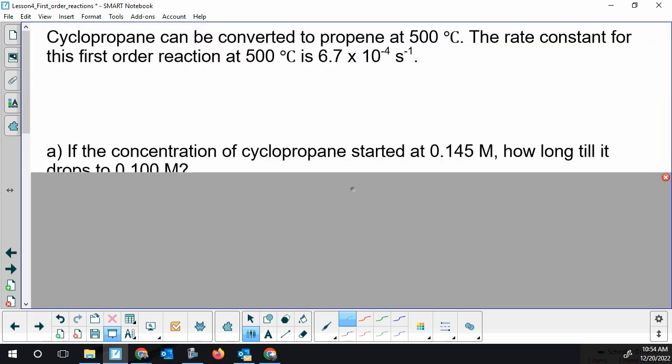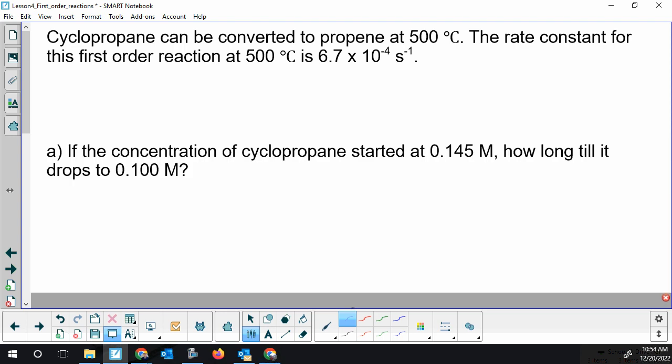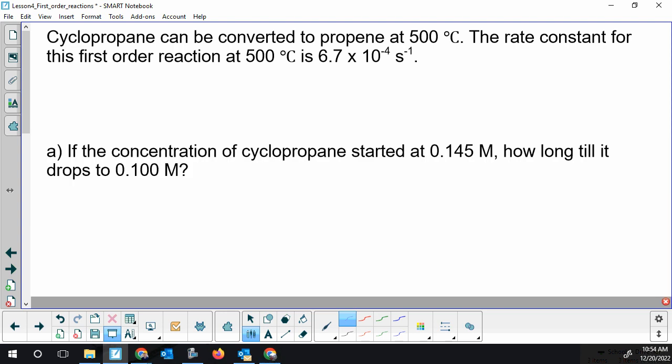So first of 3 final questions. Cyclopropane can be converted to propene at 500 degrees Celsius. The rate constant at 500 degrees Celsius is 6.7 times 10 to the minus 4. And we're wondering how long for the concentration to drop from 0.15 molality to 0.1 molality.